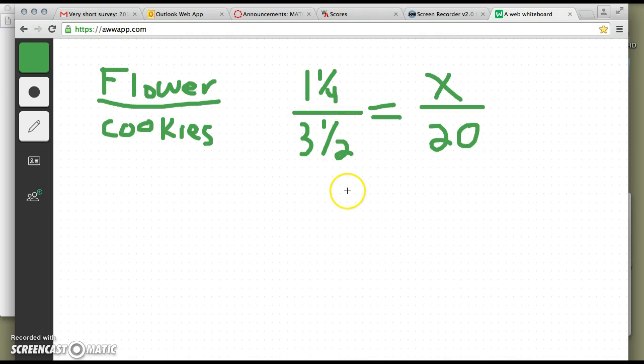So remember that to do that, we're going to take the denominator of the numerator and multiply it by the whole number. So 4 times 1 is 4. And then you add the numerator. 4 plus 1 is 5. So 1 1/4 is the same thing as 5/4.